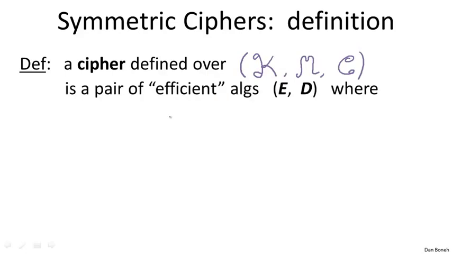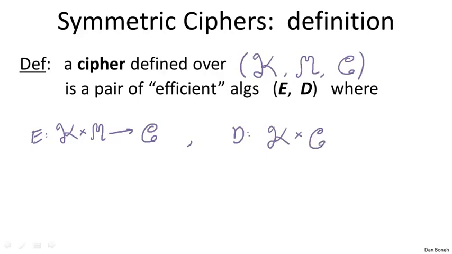And then the cipher itself is a pair of efficient algorithms, E and D. E is the encryption algorithm, D is the decryption algorithm. Of course, E takes keys and messages and outputs ciphertexts. And the decryption algorithm takes keys and ciphertexts and outputs messages. The only requirement is that these algorithms are consistent. They satisfy what's called the correctness property.